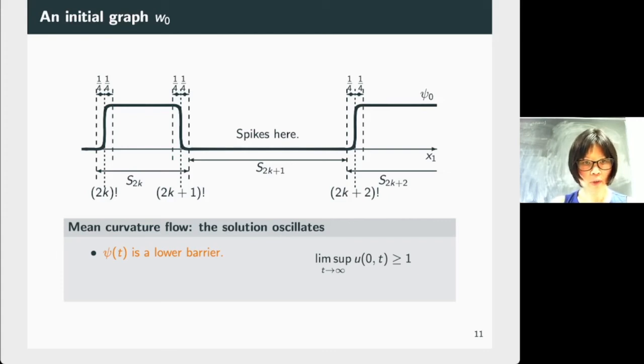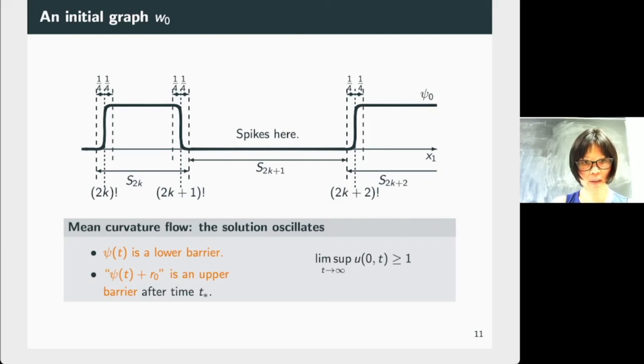So under mean curvature flow, the solution oscillates. So psi of t is going to be a lower barrier. Remember, your initial graph W0, if you put spikes on the bottom, is going to be greater than or equal to psi0, cross R. So if I evolve psi0 by mean curvature flow, it will stay below the evolution of W0 under mean curvature flow. So psi of t is a lower barrier for the solution U at t. That means that the limsup of U of 0, t is greater than or equal to 1, because the limsup of psi was greater than or equal to 1 at the origin.